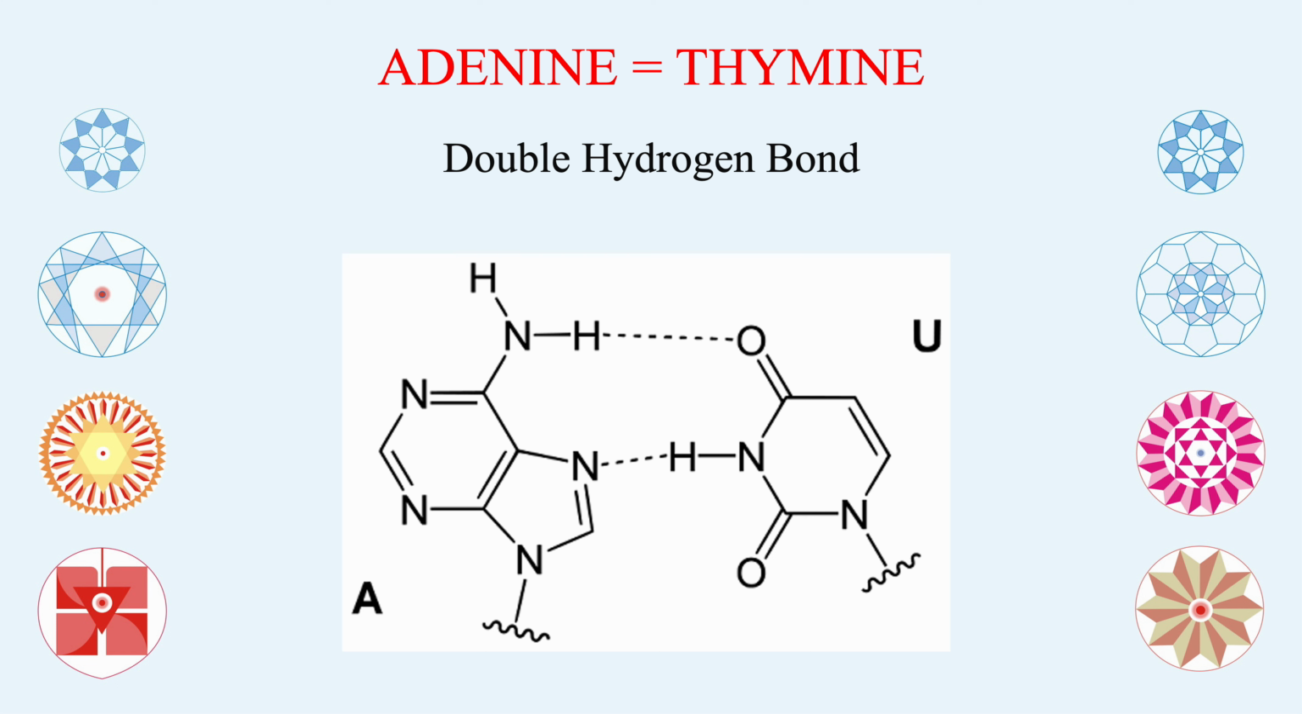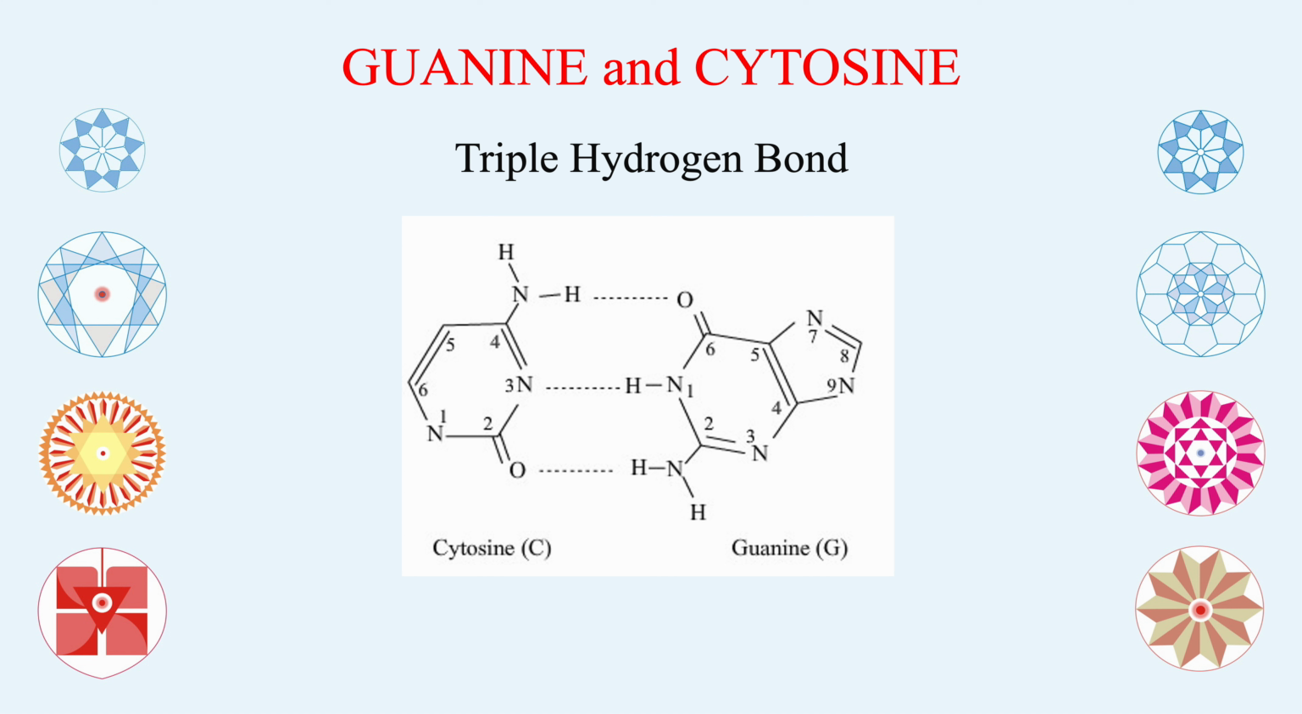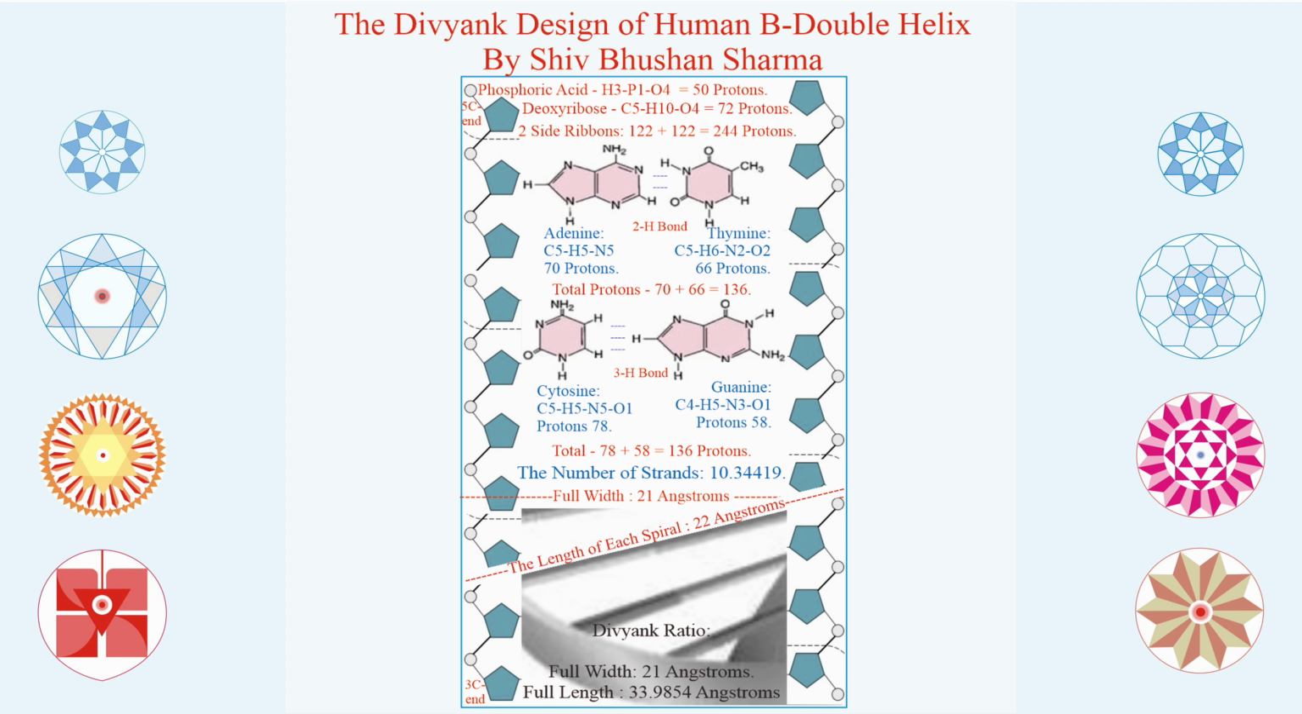Now, this is the double bond between adenine and thymine. You can see two bonds in this picture very clearly, NH and NO. Now, within guanine and cytosine, you can see three bonds, that is 2 and 3. Now you can see very clearly how the binding of 3 hydrogen atoms is. You can see 3H here also. You have seen 2H in the other one.